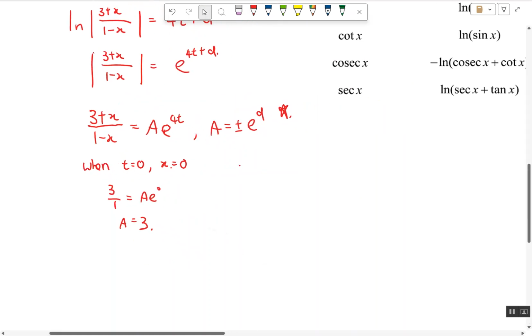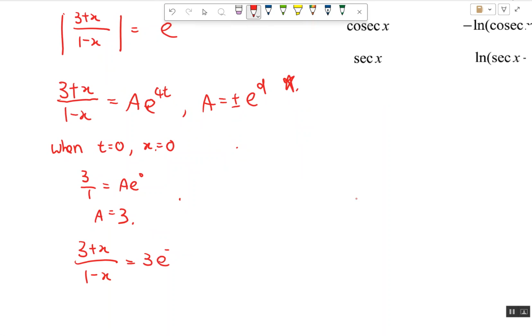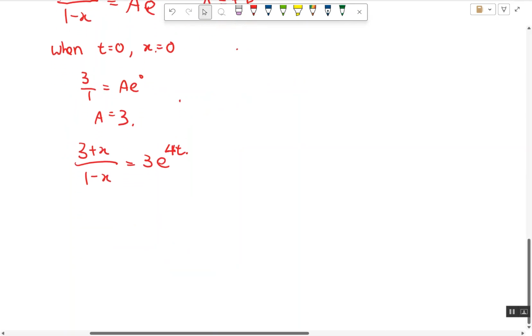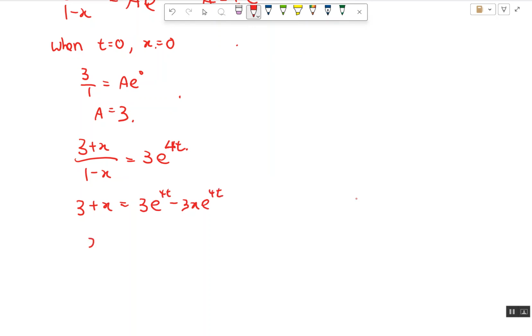Okay? Then now I put it in. (3 plus x) over (1 minus x) is equal to 3e to the power of 4t. Okay? Cross multiply. 3 plus x is equal to 3e^(4t) minus 3x e^(4t). Bring all the x to one side.